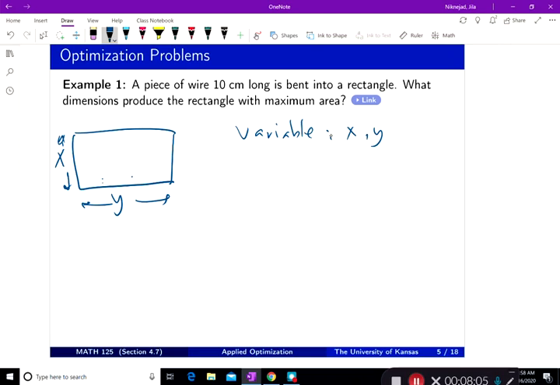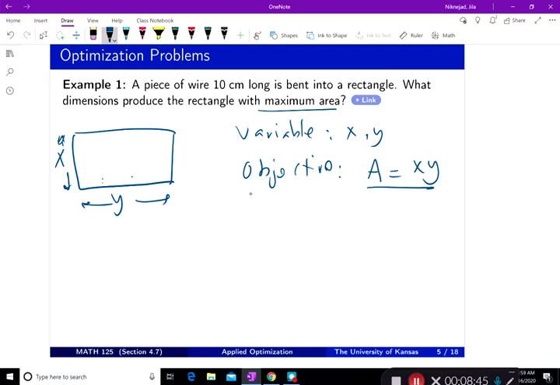Now, what is the problem asking? What dimension produces the rectangle with maximum area? So the objective function, what I want to maximize, is the area. And area is the two sides multiplied together. Now, look at this. The objective function has two variables, and that's not allowed in Calc 1. What do we do? You look for constraints.